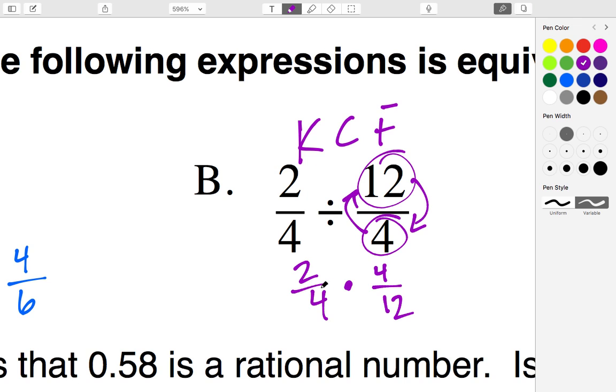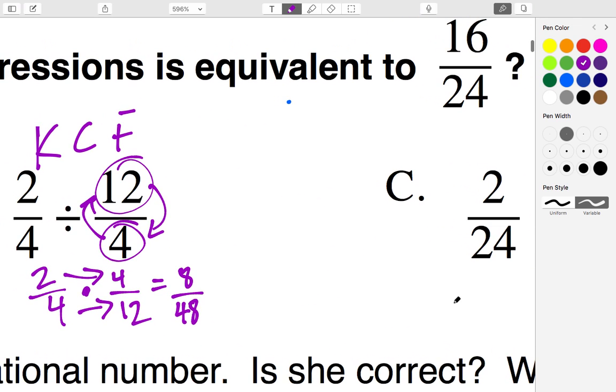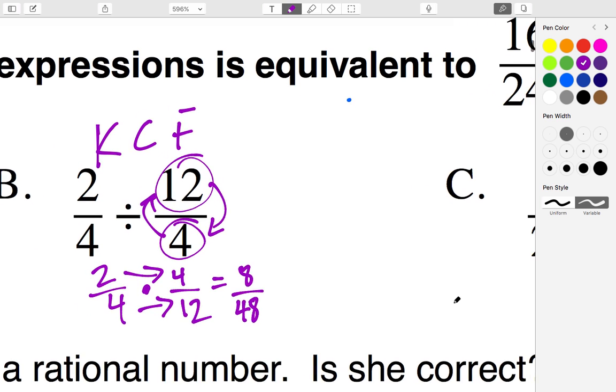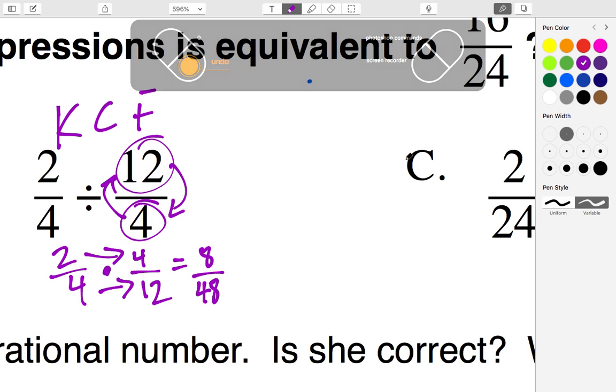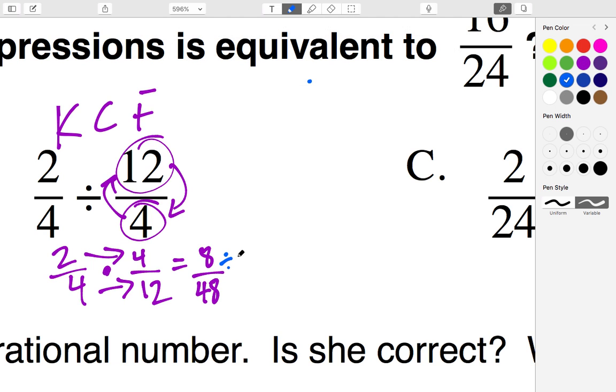Now, on this, you're going to multiply across. 2 times 4 is 8, and 4 times 12 is 48. Can you reduce it? Yes. To what? What could you divide top and bottom by? 8. Okay, let's try 8. Okay, how many times does 8 go into 8? 1. How many times does 8 go into 48? 6. Very good, 6.